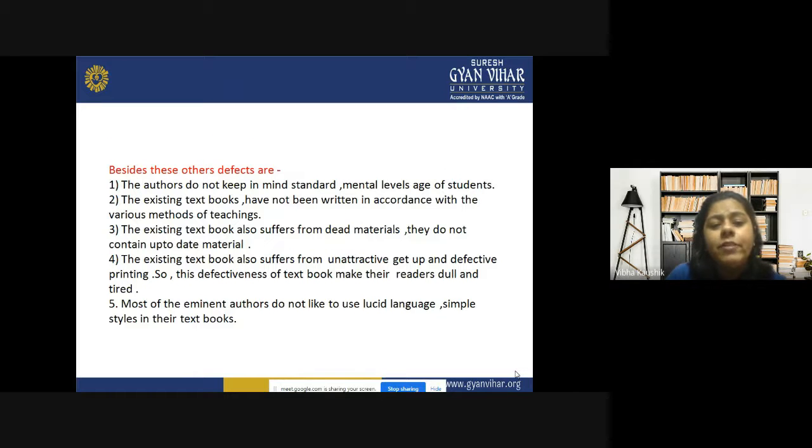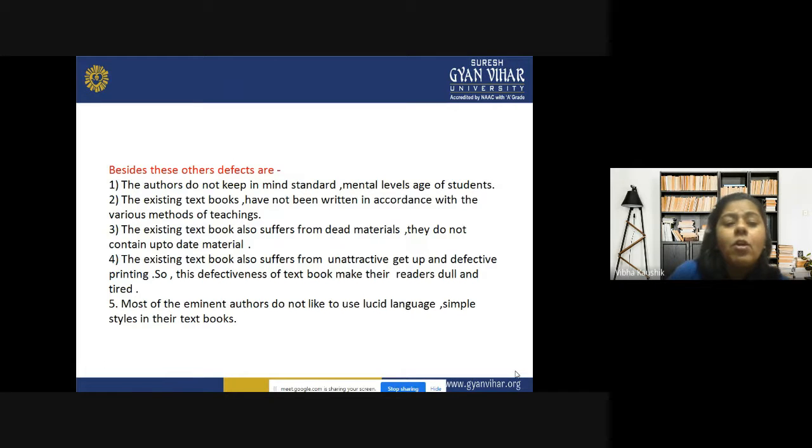Besides the defects mentioned by the Secondary Education Commission, there are also various defects in the textbook. The authors do not keep in mind the standard in which the particular student is learning, the mental age of students, and the requirements of students of that particular age.